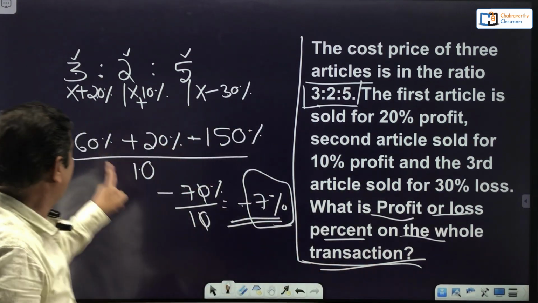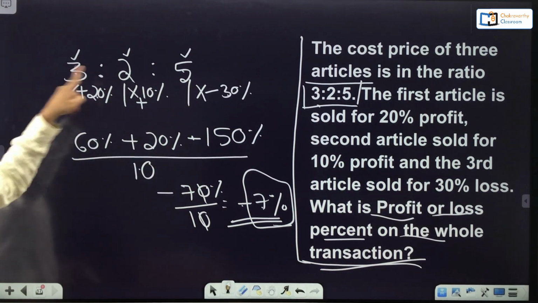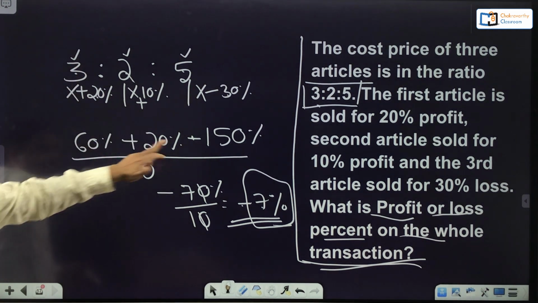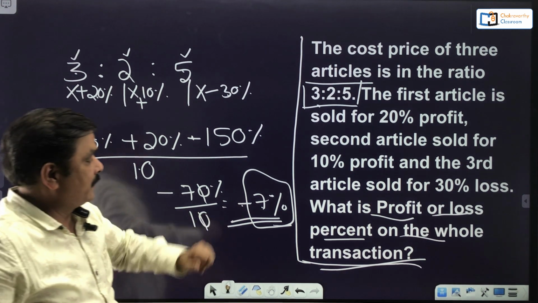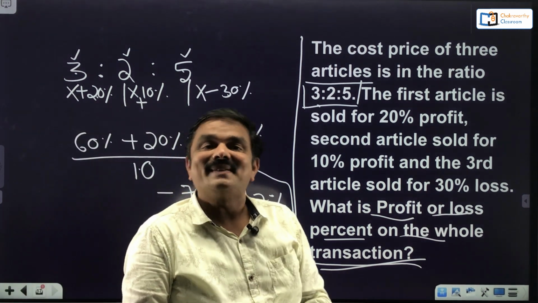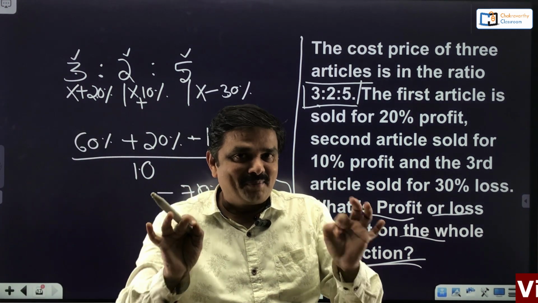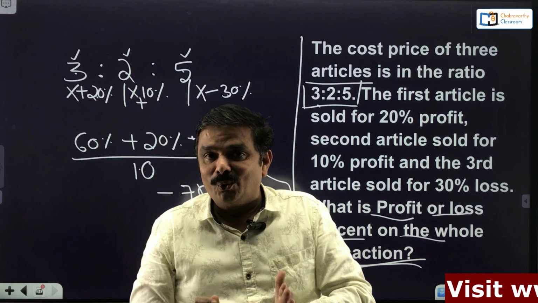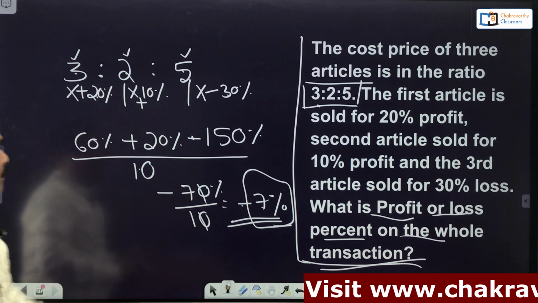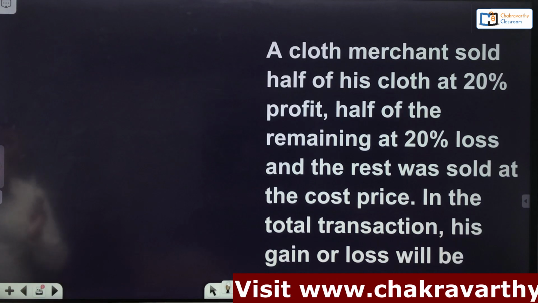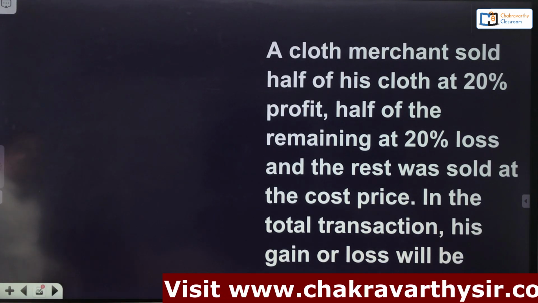Why on the whole transaction? Because I have taken all the things here. Profit place I have taken profit. Loss place I have taken loss. Now on the whole transaction, 7% loss is there. Hope you got the idea. Why I am repeating this one means you should know the basics properly. Got it? Now apply the same thing for another question. After that we go for the good question, the first one.